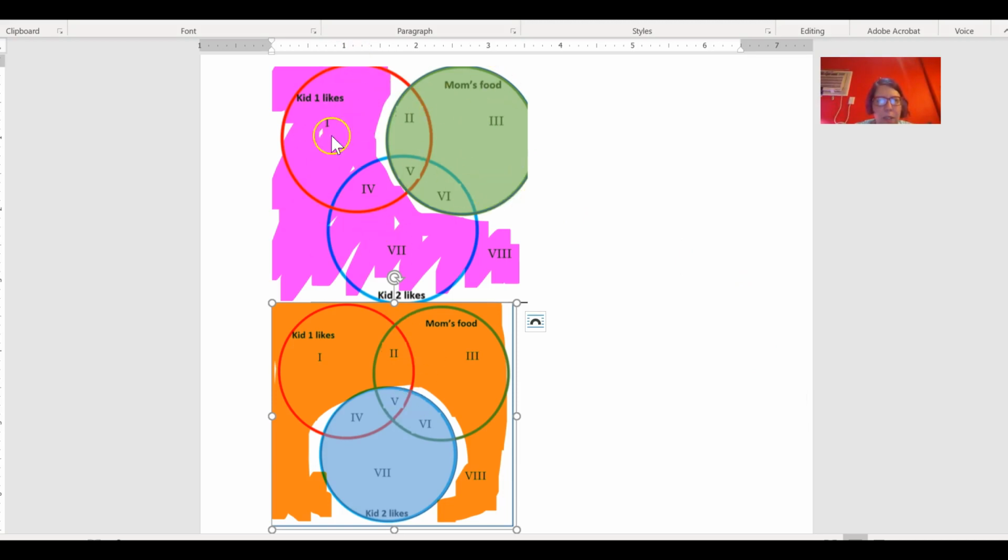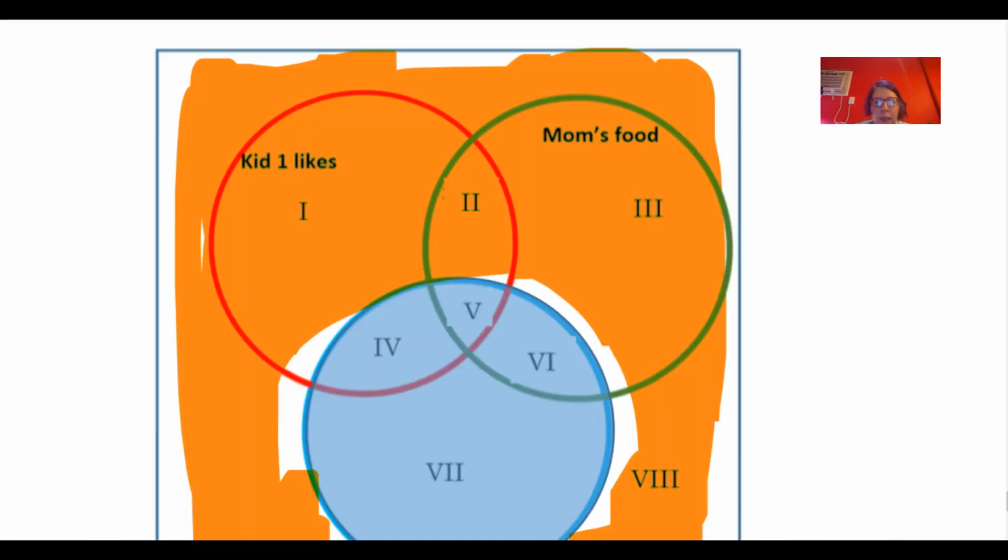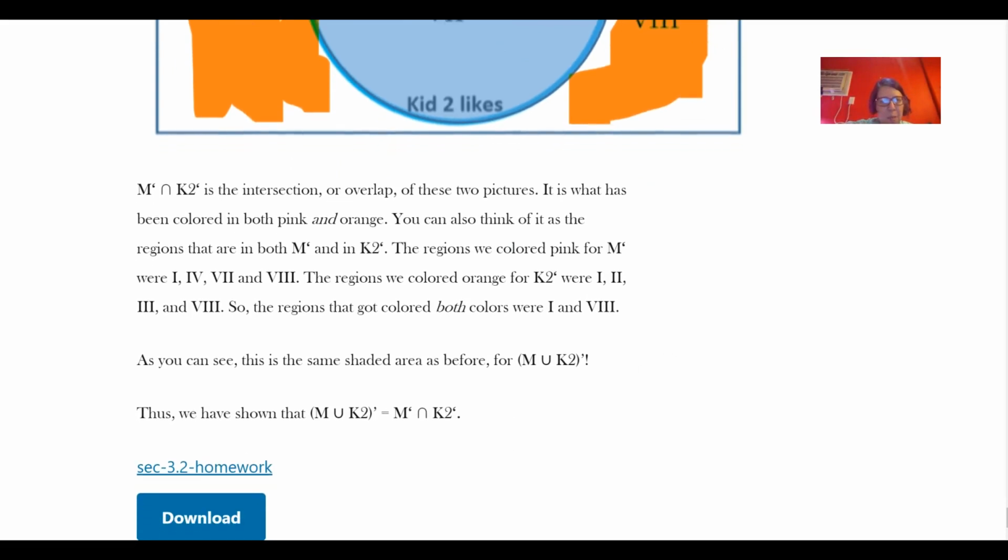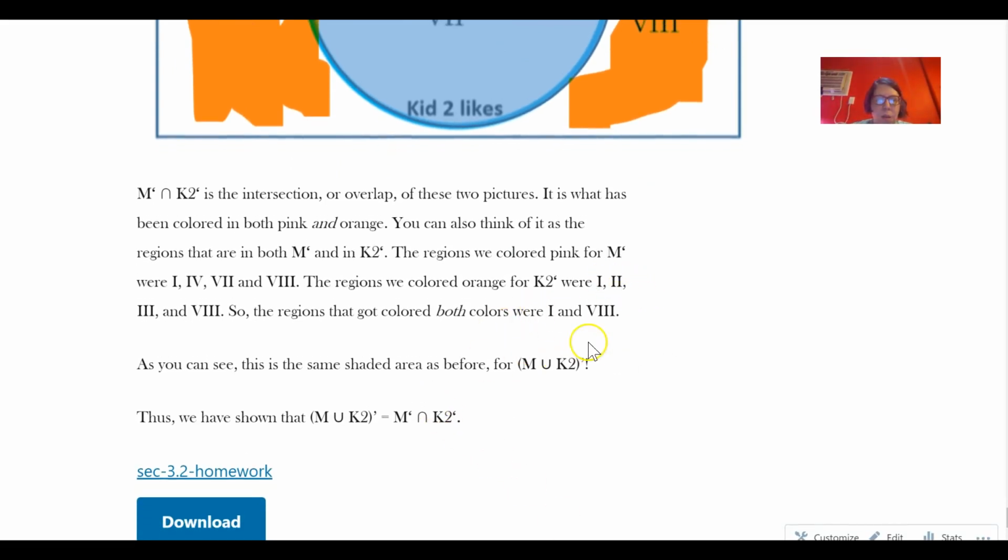So you can see here's not mom. And here is not kid 2. What did I color both places? I colored region 1 both times, right? And what else did I color both times? The only other thing I see that I colored both times is region 8. So it might be easier to list them by region because then that's easier to see. But I think that it's more fun to color. I just do. And so you can see that the regions that got colored both times are regions 1 and 8.